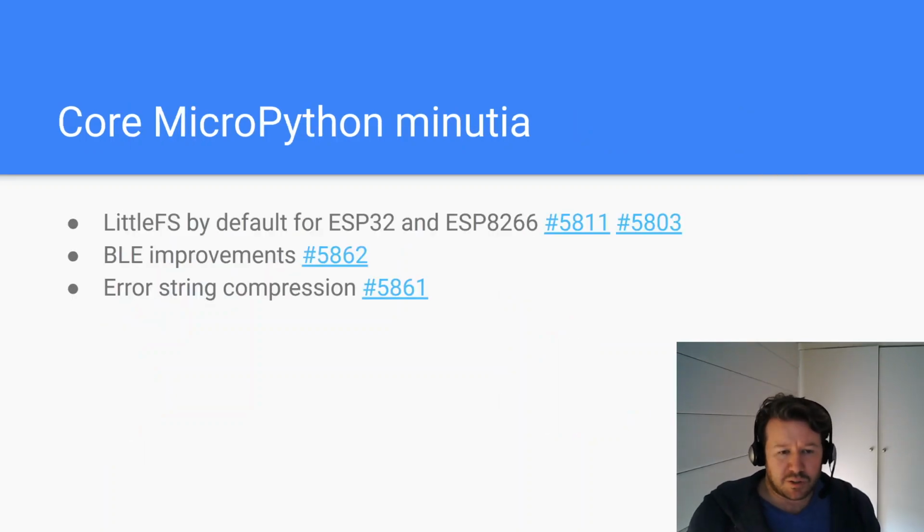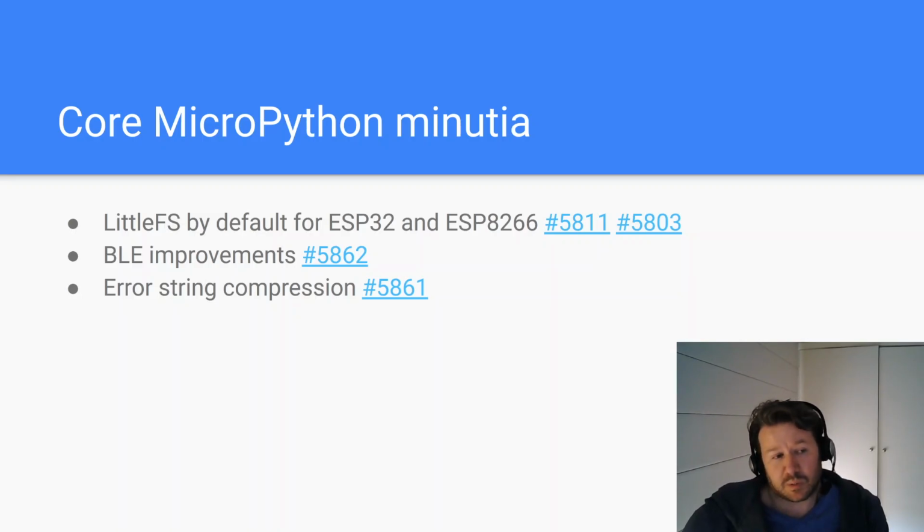Some other little features that I saw had gone in that were useful and worth noting. LittleFS is an alternative to the FAT file system that's been implemented previously in MicroPython. We're switching that to the default for ESP32 and ESP8266 for future releases. It's an obvious thing to do because LittleFS has the benefit of being much more robust. It's designed for an embedded file system, which FAT wasn't. Much more difficult to corrupt, especially in the face of power loss and that kind of stuff.